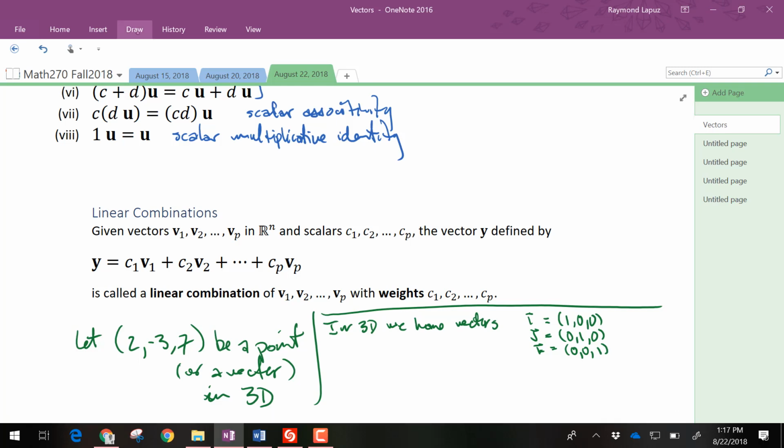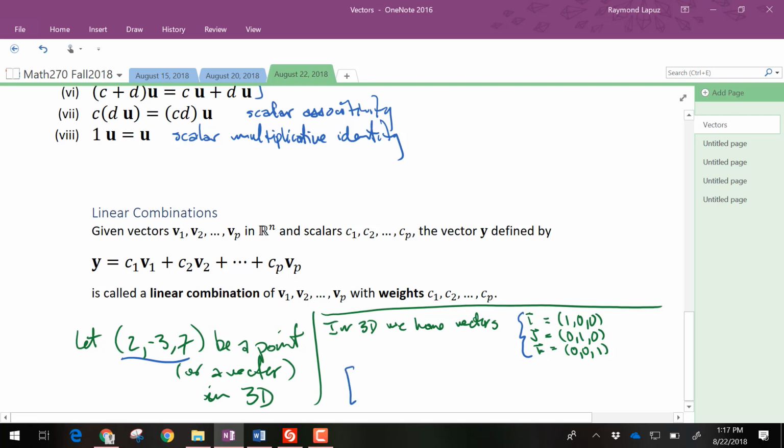So I'm going to focus on the i, j, k vectors and ask, can I write the i, j, k vectors as a linear combination so that I can get to this point 2, -3, 7? Does that question make sense? If it does, then that's what a linear combination is.